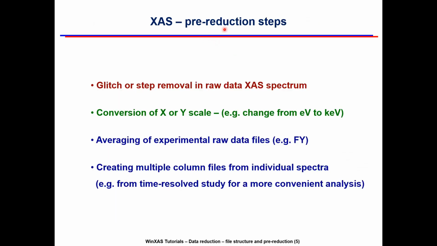Data pre-reduction corresponds to procedures that precede XAS data reduction. For instance, glitches or steps need to be removed from the spectrum because they would hinder data reduction or make it outright impossible. Also, conversion of X or Y axis may be required, for example, to change photon energy from eV to keV. Additionally, procedures like averaging data files or creating multiple column files that can be used in a batch analysis of data from time-resolved experiments will be discussed in another tutorial.